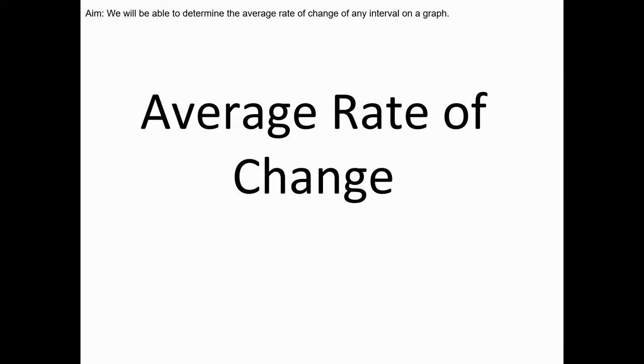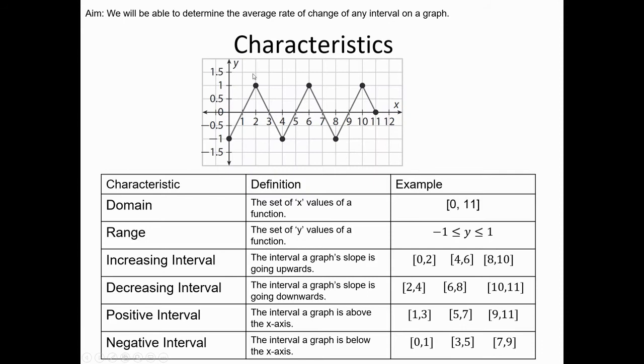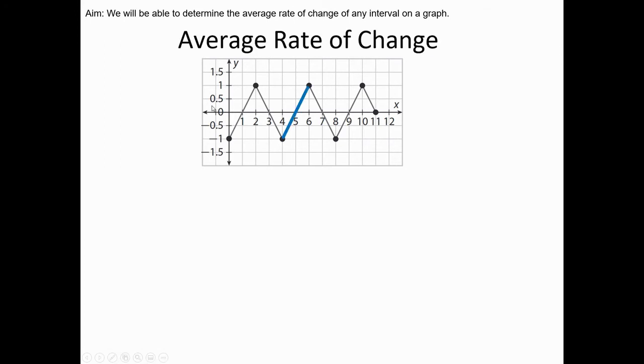We're going to go over something that hopefully everyone is familiar with, average rate of change, which is another characteristic of function graphs. We talked about all of this during the last lesson, and hopefully you're feeling a little bit more comfortable with this stuff. We're going to get rid of this for now and just take a look at this graph. I want us to find the average rate of change for this interval right here.